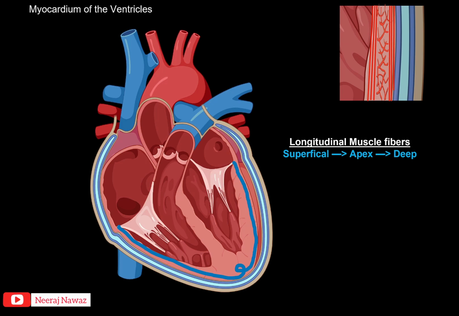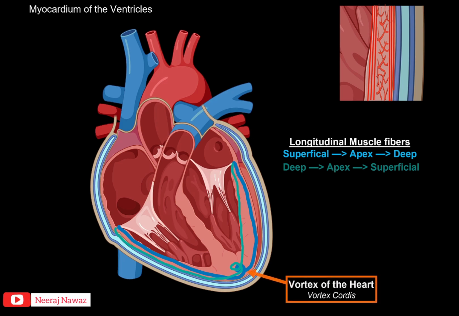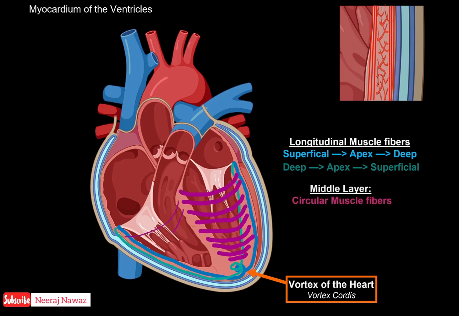It starts superficially, then forms a vortex at the apex, and then goes deep at the other side. So the same thing with the other side. It starts deeply and then goes to the apex of the heart to form a vortex and then continues superficially as the superficial longitudinal fibers. This vortex that they form at the apex of the heart is called the vortex cordis, or the vortex of the heart.